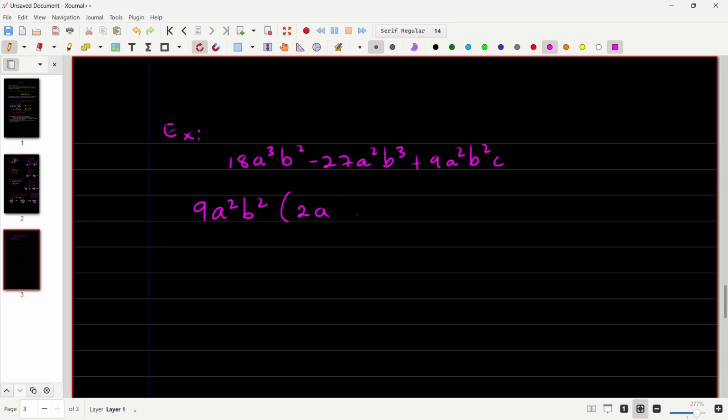Then we see 27 divided by 9, which is 3. And then we say 2 a's here, 2 a's here, no more a's. 3 b's here, 2 b's here, then that means 1 b remaining. Then put a plus sign, since that's a plus sign there. Then 9 cancels with 9, a squared cancels with a squared, b squared cancels with b squared, and c remains at the end of it, and this is our answer at the end.